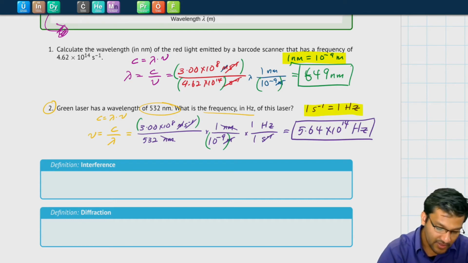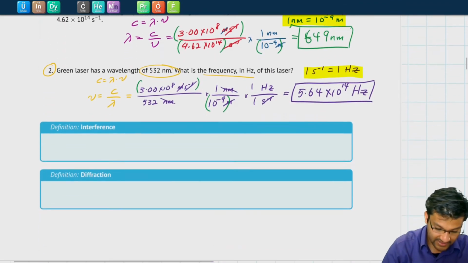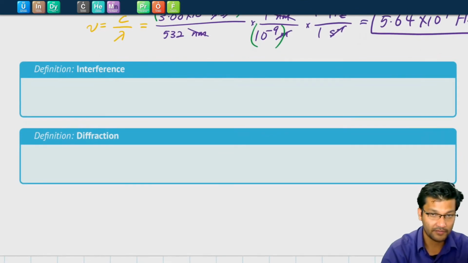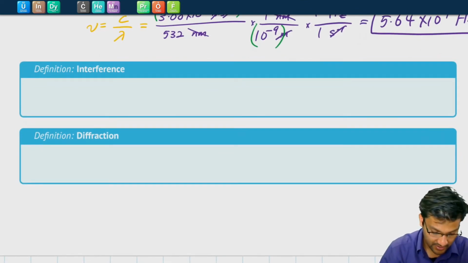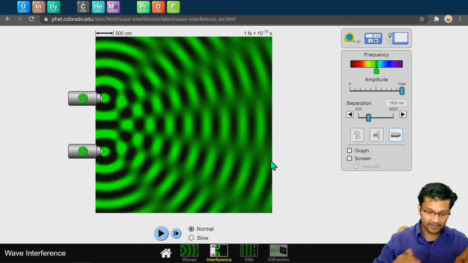Okay, now that we talked about how to calculate those properties of light, let's look at some other properties of waves in general that we also observe with light waves. So let's look at the idea of interference. For interference, we're going to look at this. Imagine that you have two waves, or two sources of waves on the surface of water.